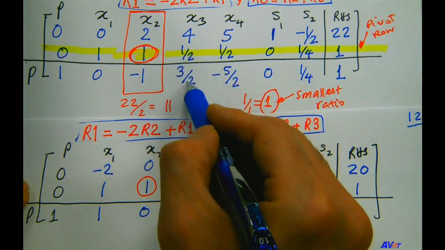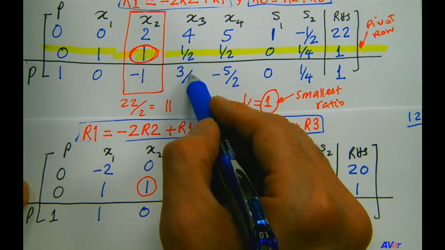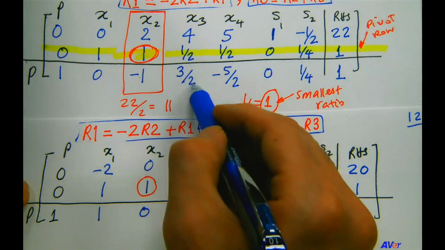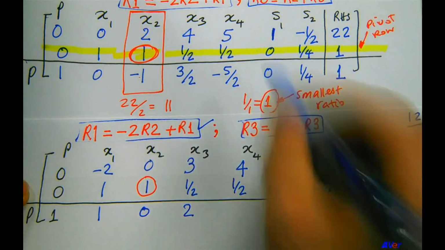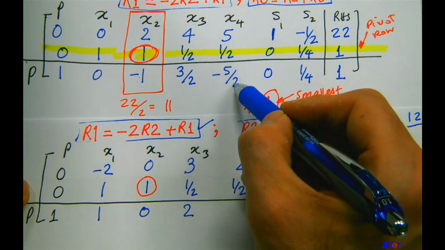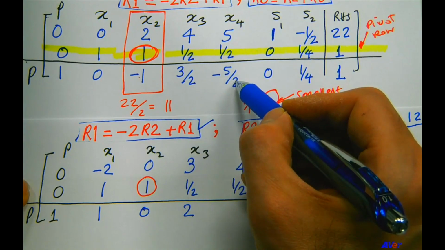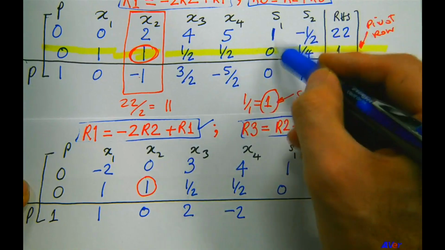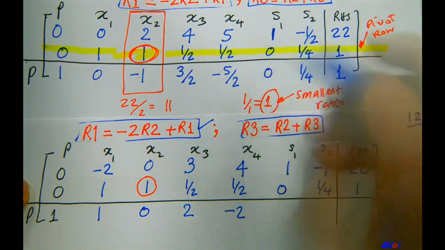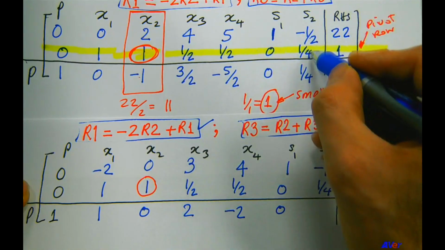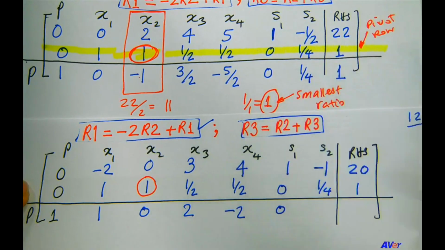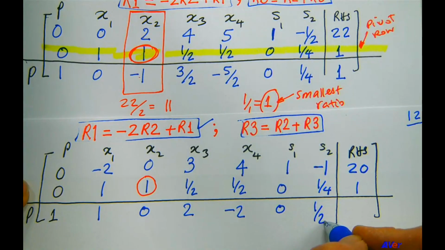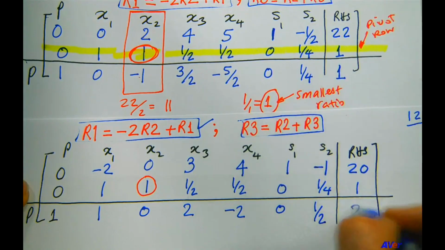1 half plus 3 halves, that's 2, right? That's 4 over 2, which is 2. 1 half plus minus 5 over 2, that's minus 2. And 0 plus 0 is 0. 1/4 plus 1/4, that's 2 over 4, which is 1 over 2. 1 plus 1 is 2.